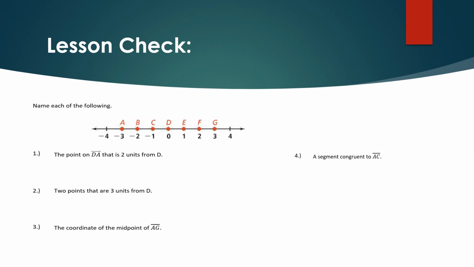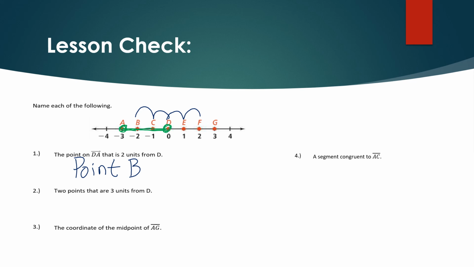Okay, so lesson check. So for the lesson check, they say name each of the following. So for number 1, it's a point that's on DA that is 2 units away from point D. So AD is this green line here. And if I want to be 2 units away from D, if you go to the right, you're going to get F. If you go to the left, you're going to get B. But we want to be on DA, so it must be point B.